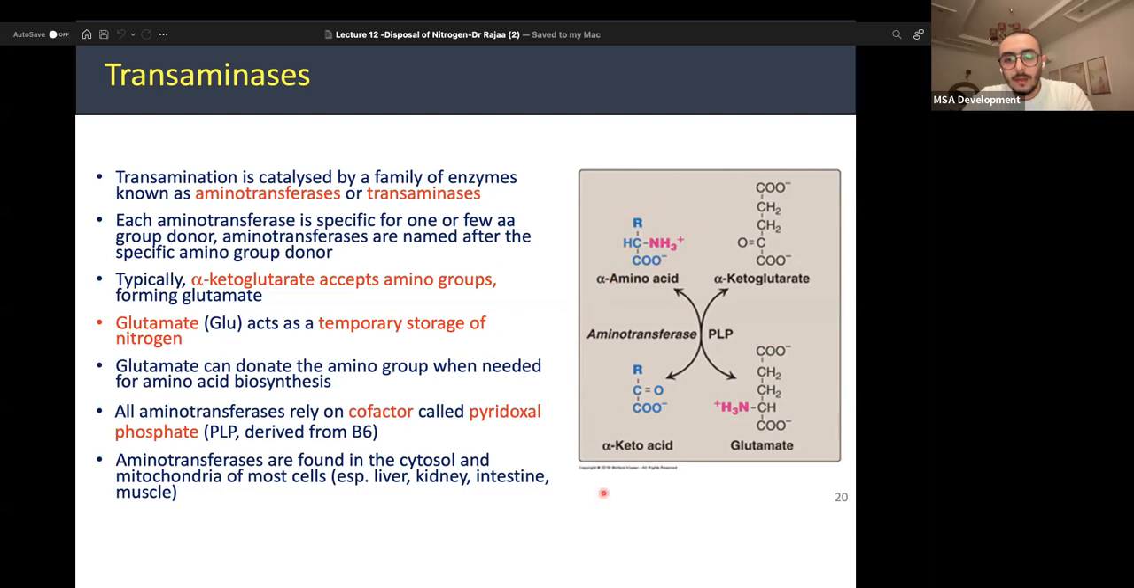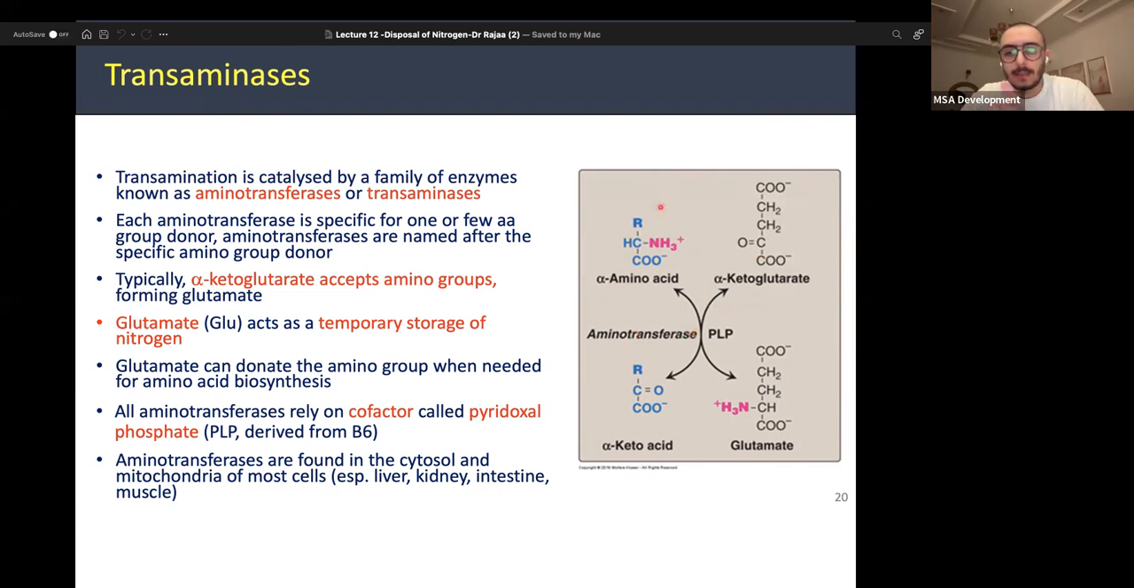Yes. This is the enzyme. This is the amino acid with the alpha keto acid, which is alpha ketoglutarate. No, it's from here. This is misleading. Why? This is the amino acid. This is the toxic part of the amino acid, the alpha amino group. This is the alpha ketoglutarate.